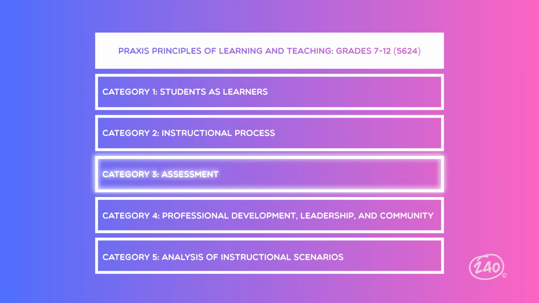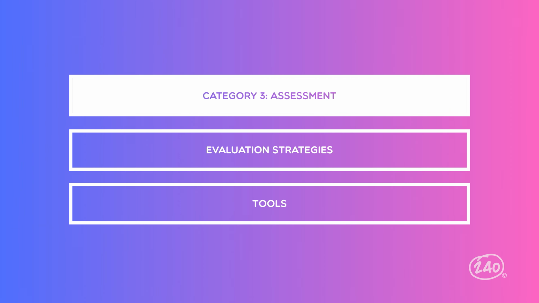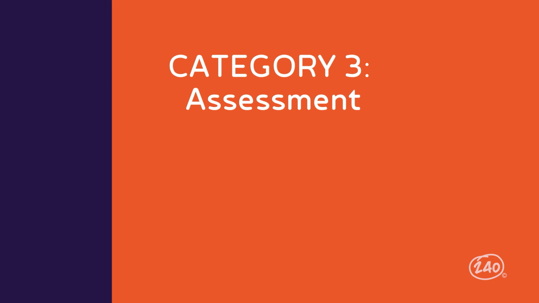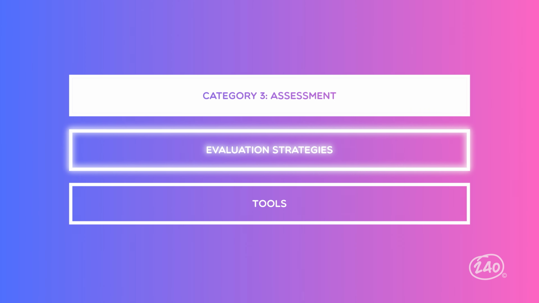Category 3 is all about assessment. It is worth 15% of your overall score, totaling around 14 selected response questions in all. So yeah, part of your assessment is about assessment. This category covers both evaluation strategies and assessment tools.